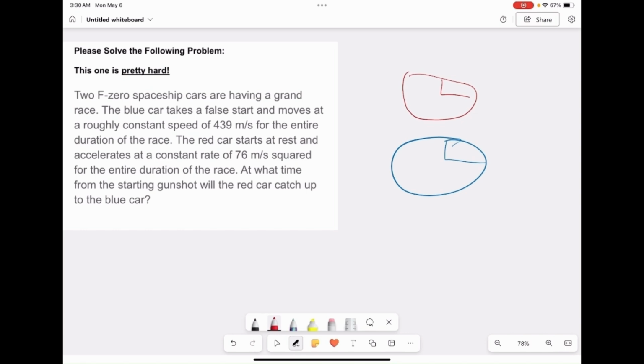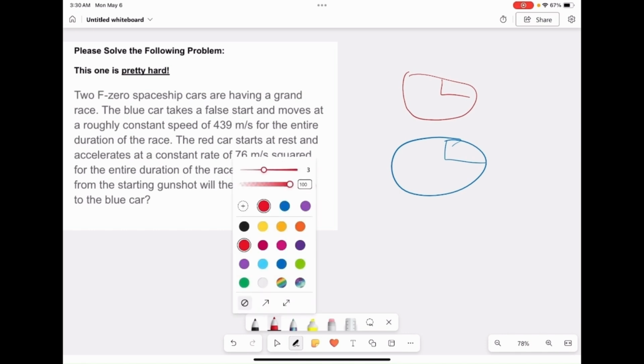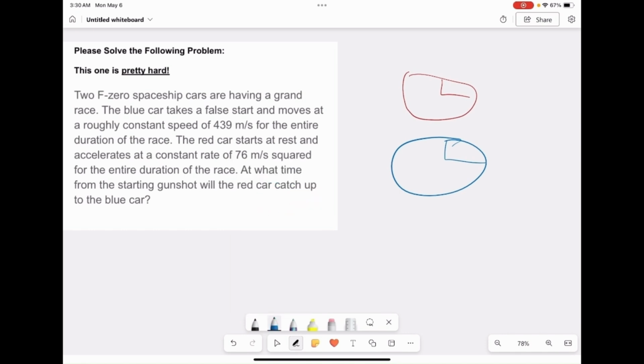So I can say that my blue car moving at a constant speed, what does that mean? That means it is not accelerating. If it's got a constant speed, that tells us that our acceleration is zero. This thing is not speeding up. It's moving at the same speed the whole time. And we can also say then that our V naught and our Vf are also equal, and they're also both equal to its speed the whole time, which is 439 meters per second and 439 meters per second.